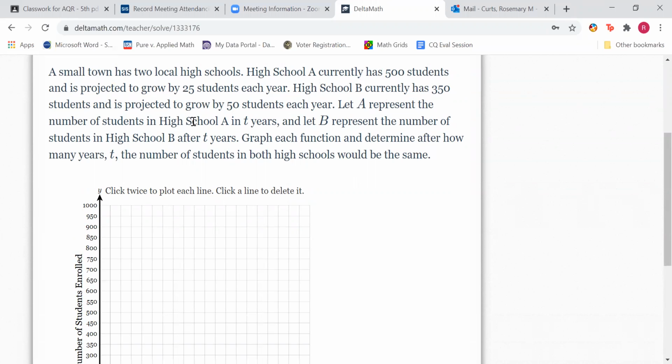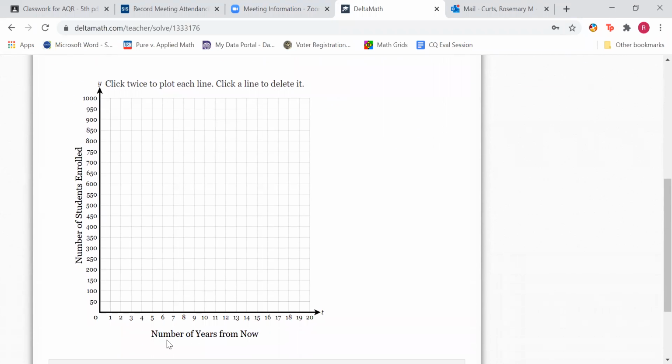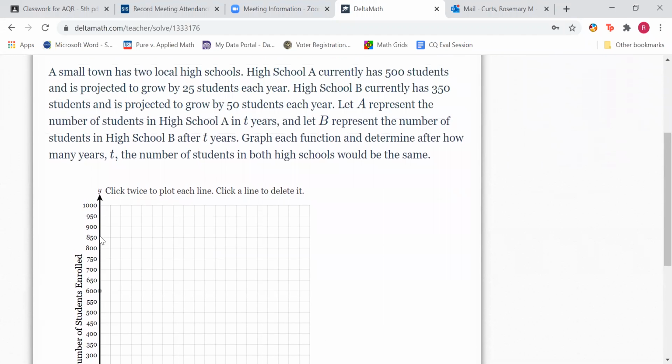A represents the number of students in High School A in T years. B represents the number of students in B after T years. Graph each function and determine after how many years T, the number of students in both high schools would be the same. So you look at the graph, the x-axis is number of years, so that's T. And number of students enrolled goes up. So you gotta think about how this should look. This is also an exercise in learning how to graph.